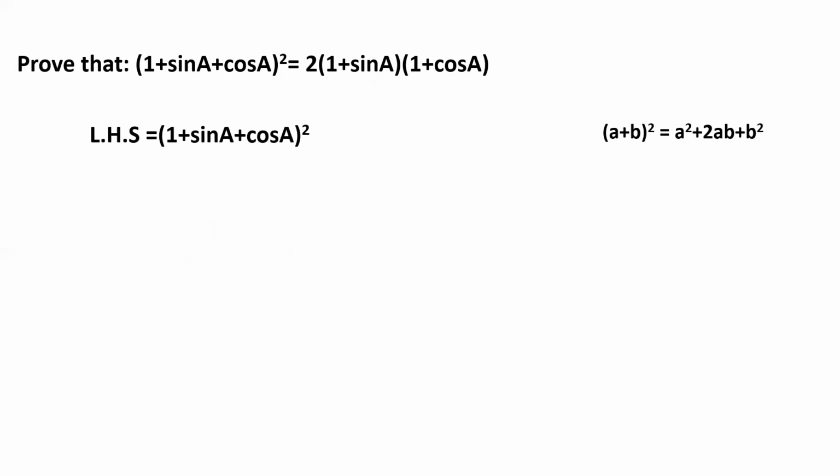I will just do one thing here. I'm taking 1 plus sine A as a, I'm considering, okay? And cos A as b. Remember, 1 plus sine A is a and cos A is b. Now if I do so, a plus b whole square equals a square plus 2ab plus b square, right?